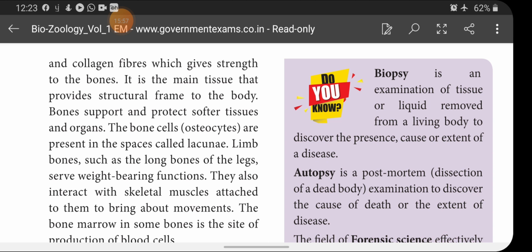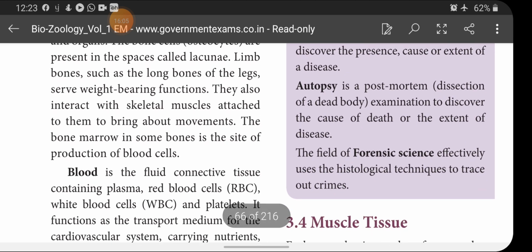They also interact with the skeletal muscle attached to them to bring about movements. The bone marrow in some bones is the site of production of blood cells. You know very well, the long bones of limbs bear bone marrow inside them. This bone marrow is the site for production of many blood cells.